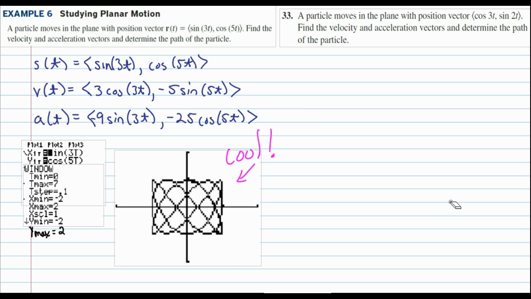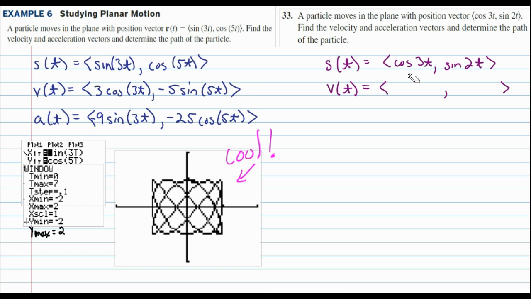Now try problem number 33. It says a particle moves in the plane with position vector cosine of 3t comma sine of 2t. Find the velocity and acceleration vectors and determine the path of the particle. So same instructions as the example. So that position vector, again I should probably be calling that r, is cosine of 3t comma sine of 2t.